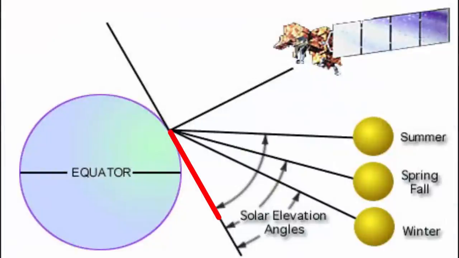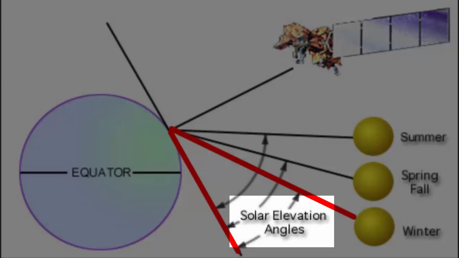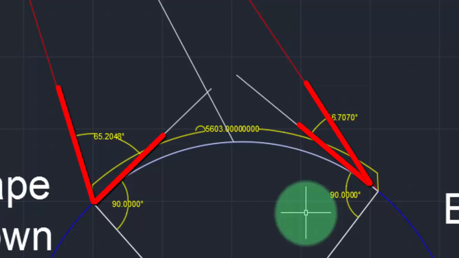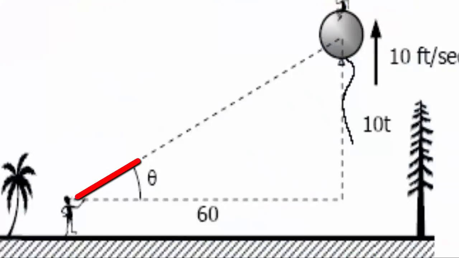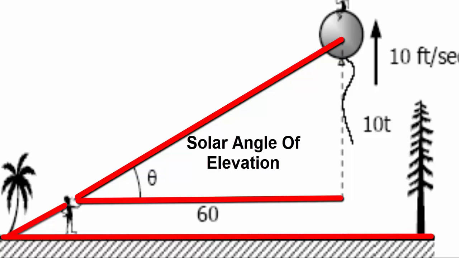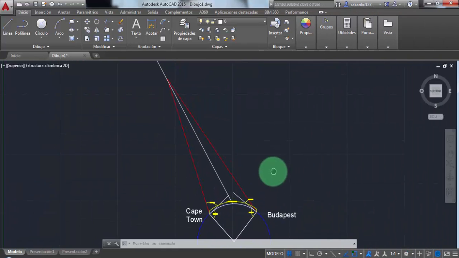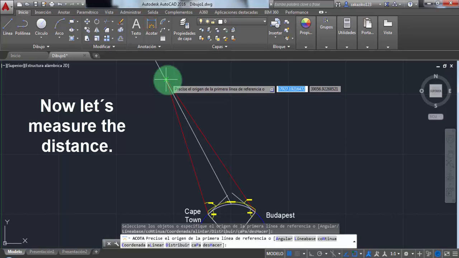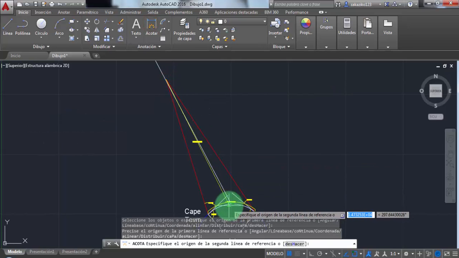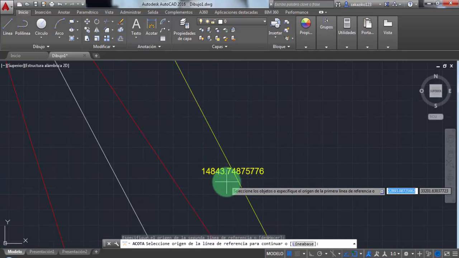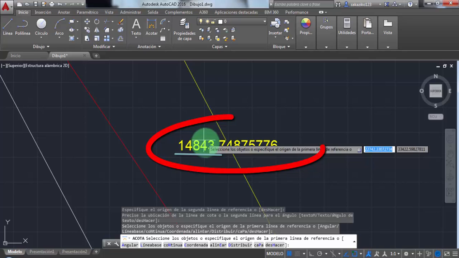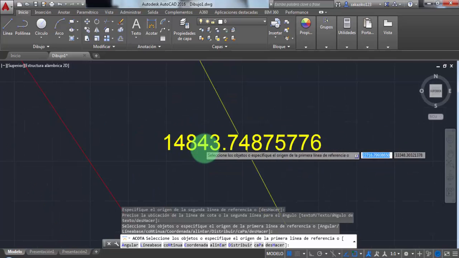Take a look at this image. I am not the one who did it. This is what they are teaching us. Google it. Now let's measure the distance to the sun. Are you ready? Wow, it's not even 15,000 miles.